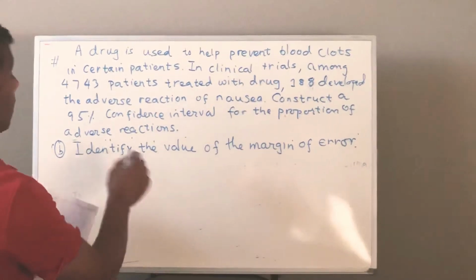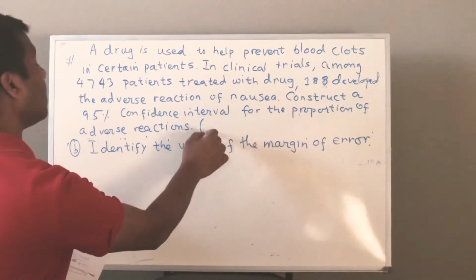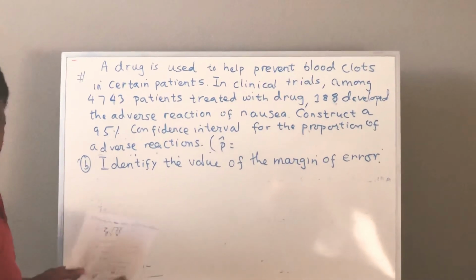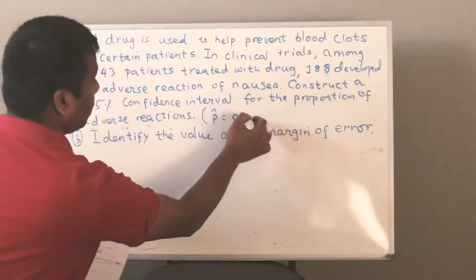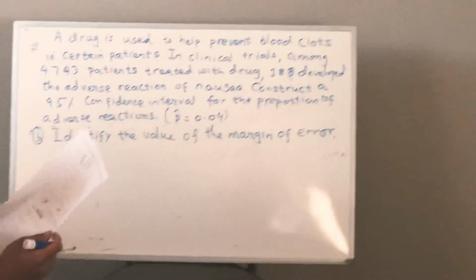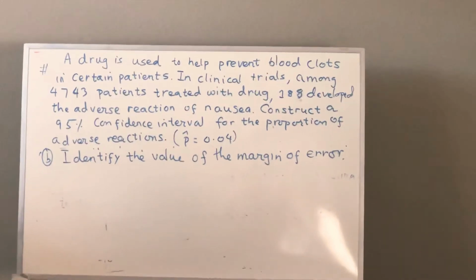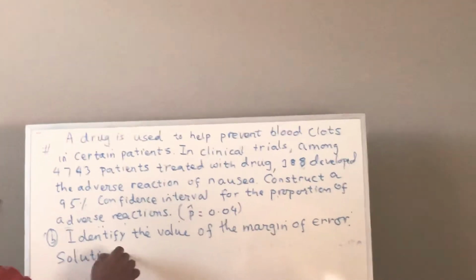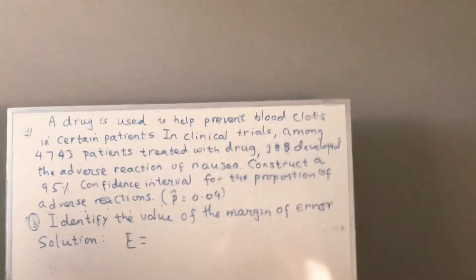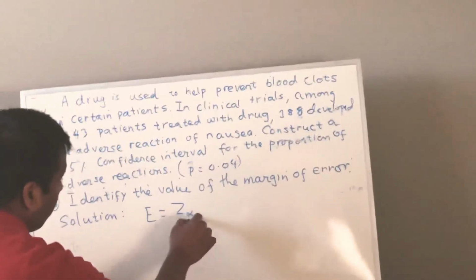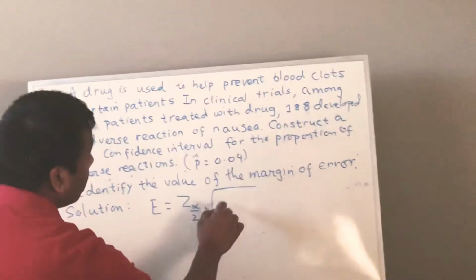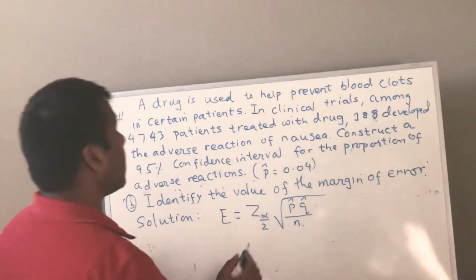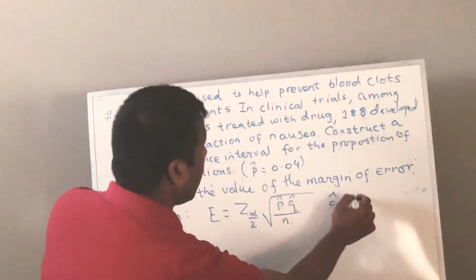Let me write down here on the side. We got the value of P hat, which is 0.04. I put this on the side. Guys, we have to find the value of the margin of error. The margin of error is denoted by E, and the formula is z alpha over 2 times the square root of P hat Q hat divided by N. Note that Q hat is 1 minus P hat.